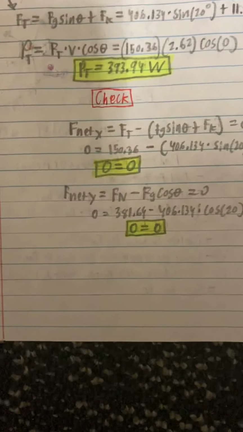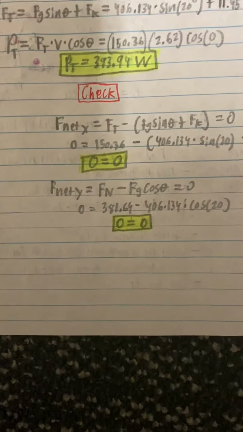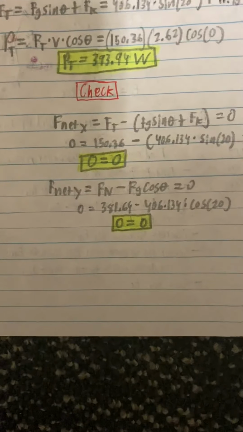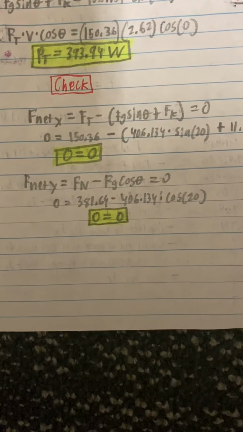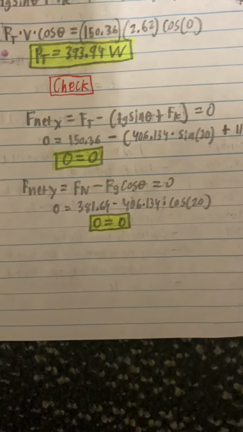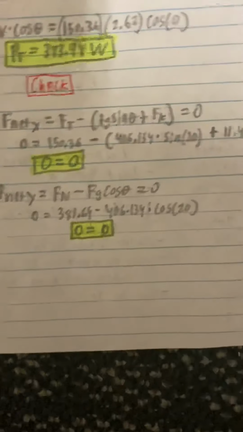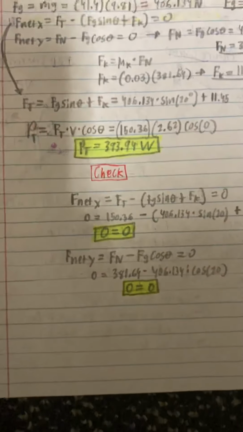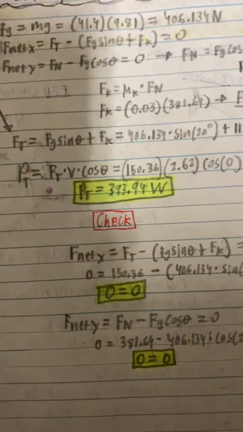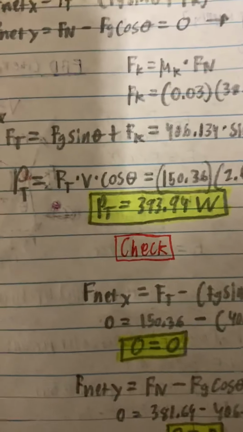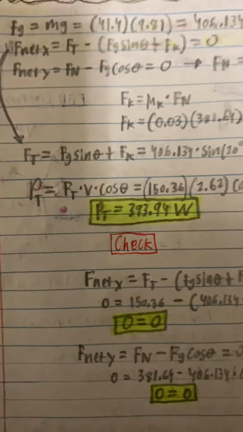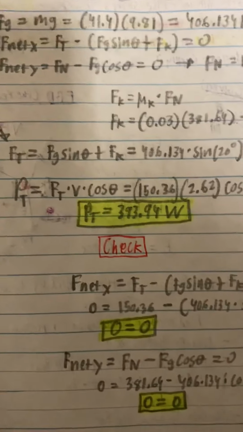And for the y component, we get the normal force minus the force of gravity times cosine theta, 381.64 minus 406.134 times the cosine of 20. We should get 0 equals 0. And you're probably wondering, why didn't we check anything with power? Well, there probably wouldn't be any point checking with power in this case, because we needed the force of tension for it, and we basically computed this in the last step. So anyway, that's it for the whole problem.